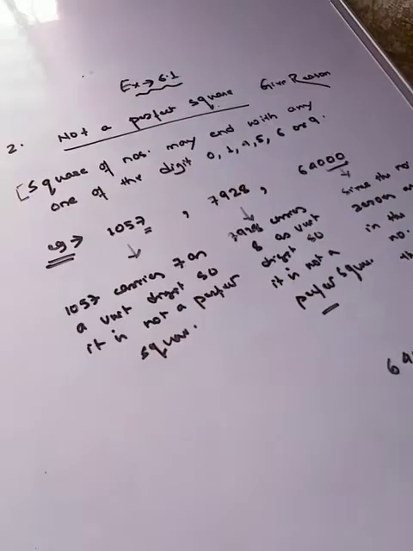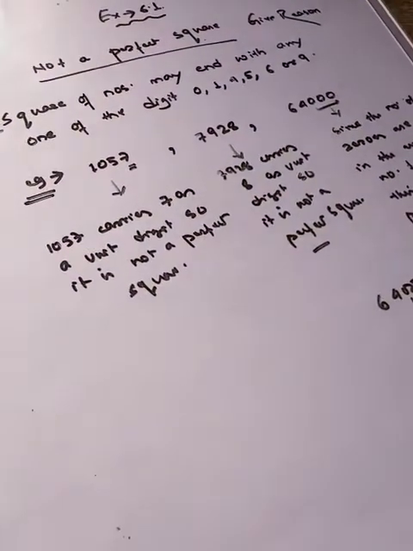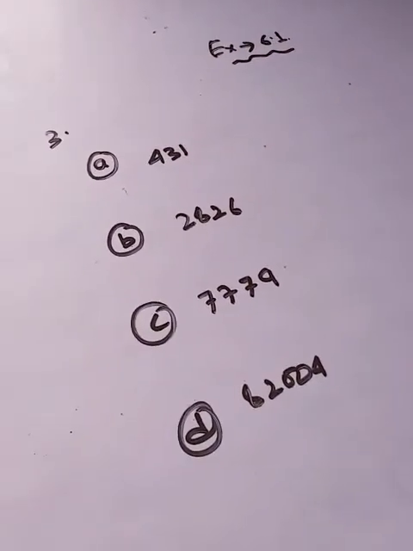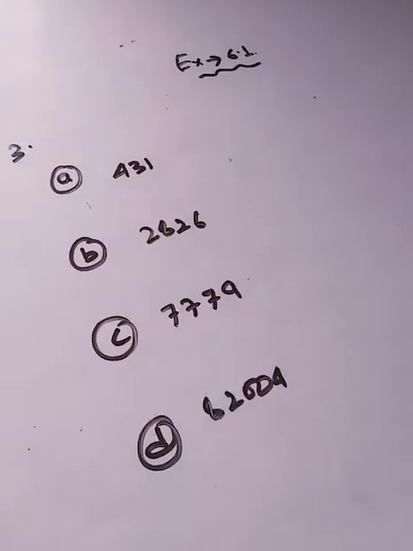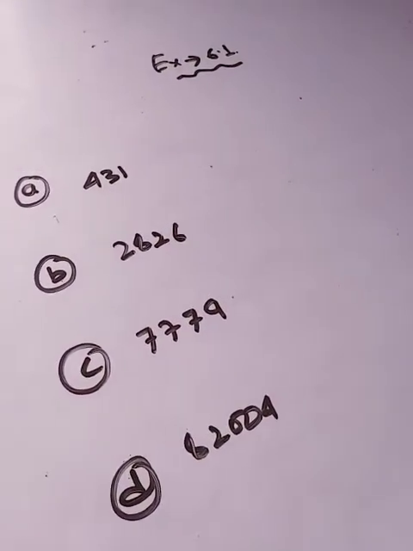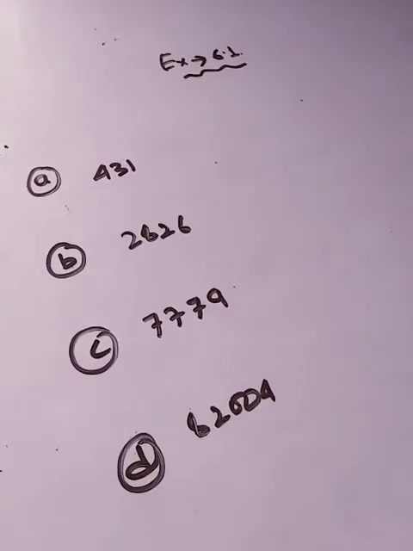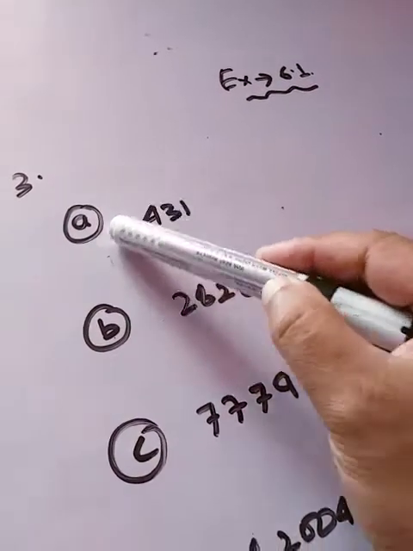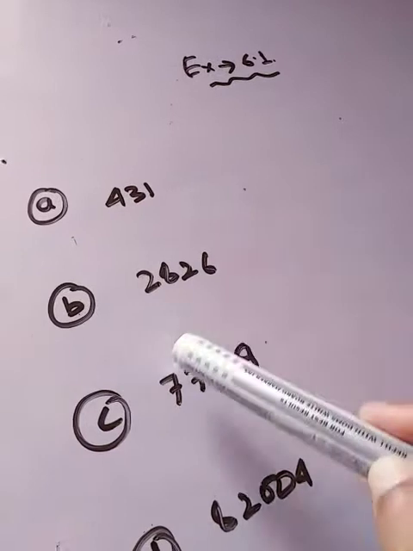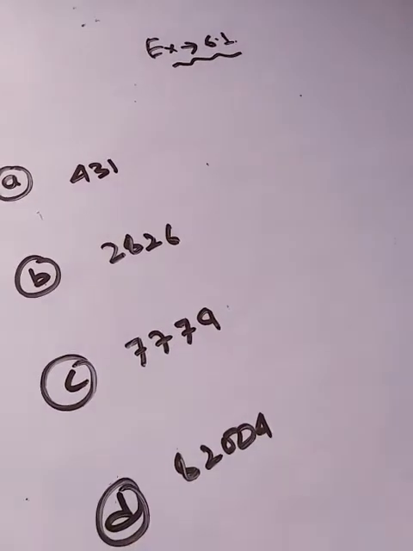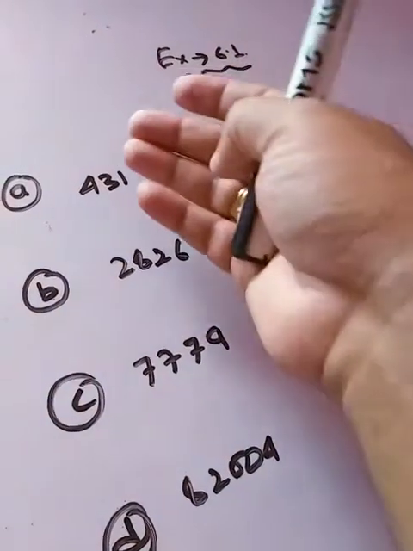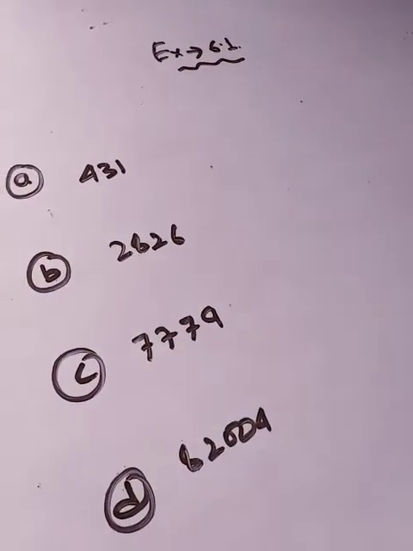Now let's move on to question number 3. Question 3 is very, very easy, students. I have just written all the sums of question number 3, and they are asking which of the following numbers' squares would be odd numbers. You have to square each number and check for which cases the resultant number would be odd.